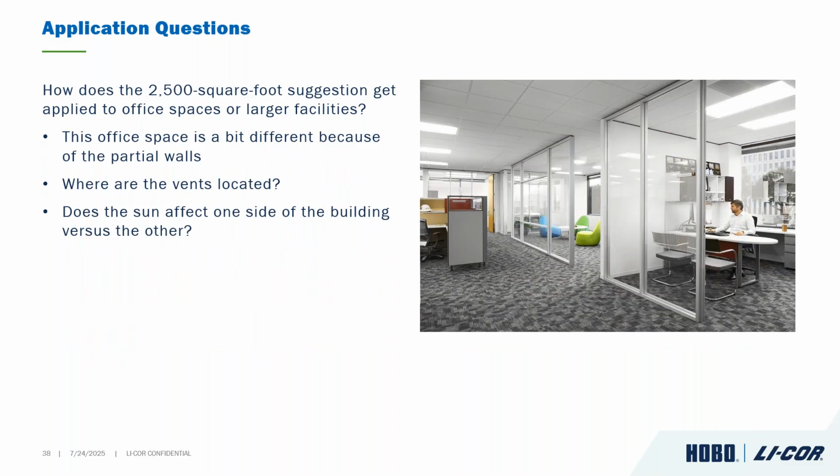So does the 2,500 square foot rule still apply as you get into more complex spaces with walls and partitions? The short answer is it does not. And you will have to base the quantity of loggers needed off of what you are looking to get out of your data. You must take into account where the vents are located and how the sun might affect each side of the building, with a variety of other impacts you'll need to take into account when understanding what you're looking to monitor and what locations you need to deploy these loggers in.